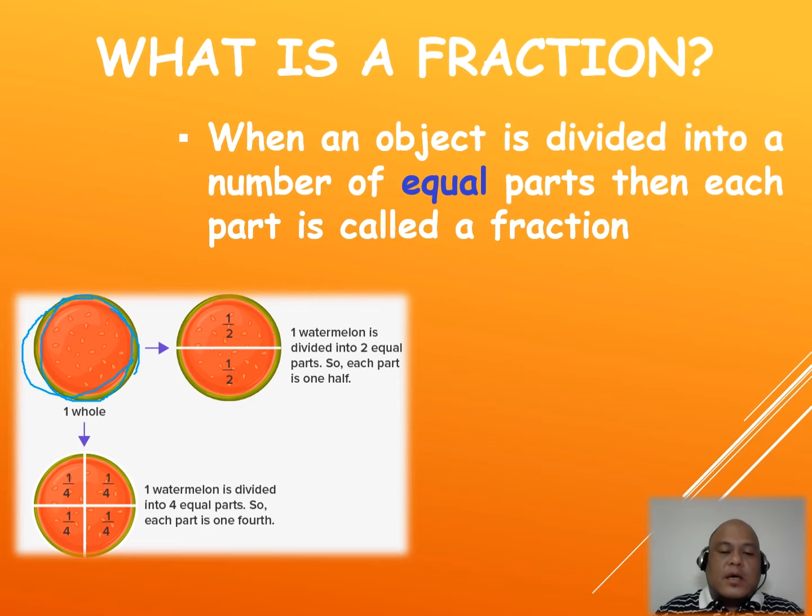Next, it is divided into 2 equal parts. So each part is called 1/2. This part is called 1/2. Next is divided into 4 equal parts. So each part is 1/4. This part of the watermelon is 1/4.